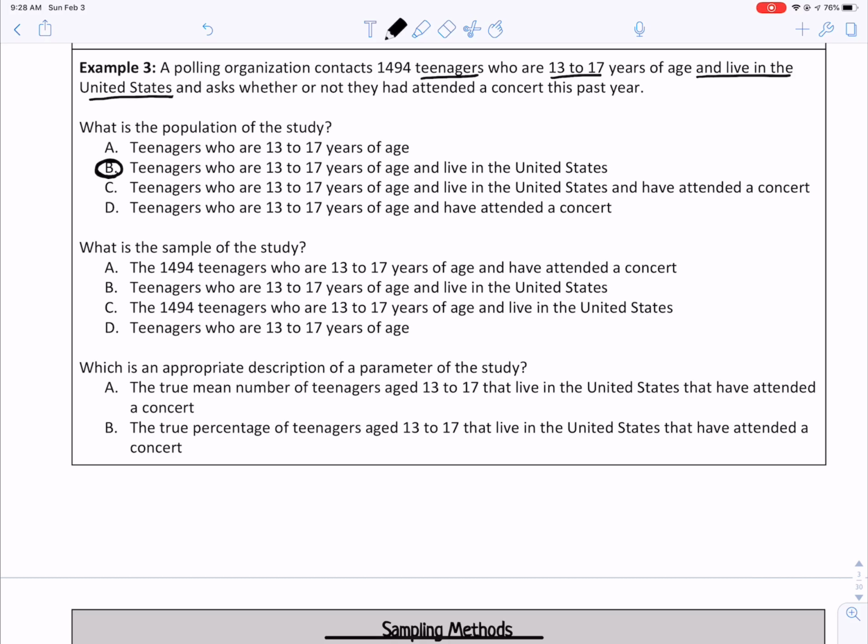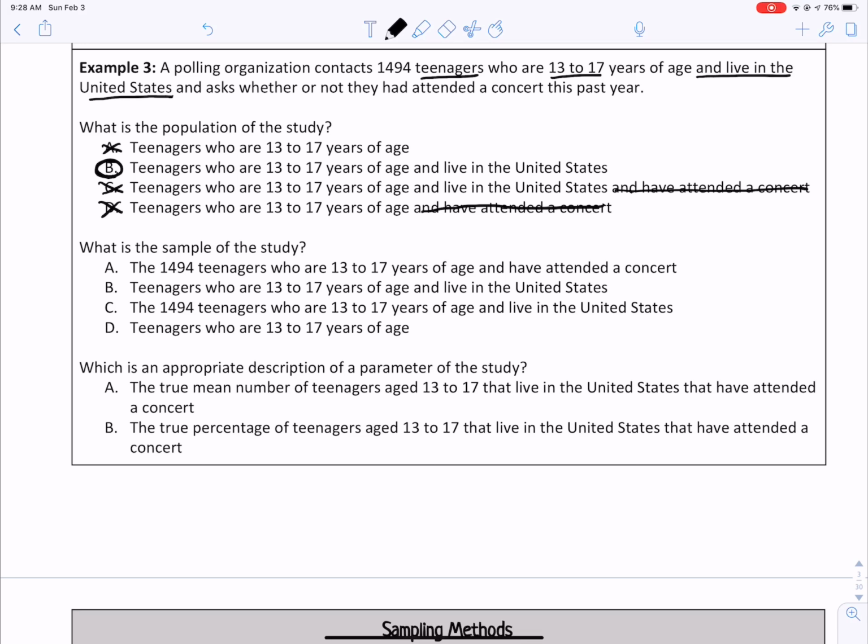We do not need A because it does not include the United States. And then C, they do not have to have attended a concert. That's what we're going to be asking them. So that's not needed for the population. And then the same thing for D. They do not need to have attended a concert.